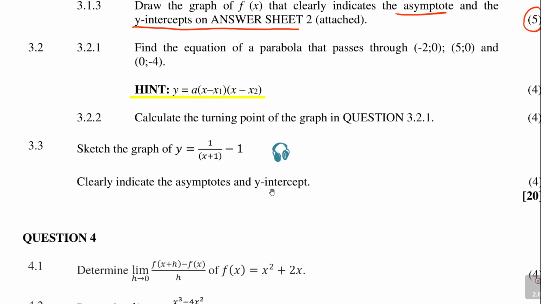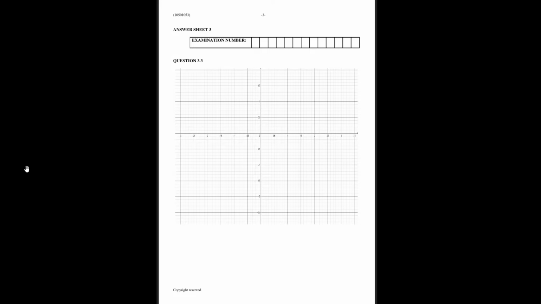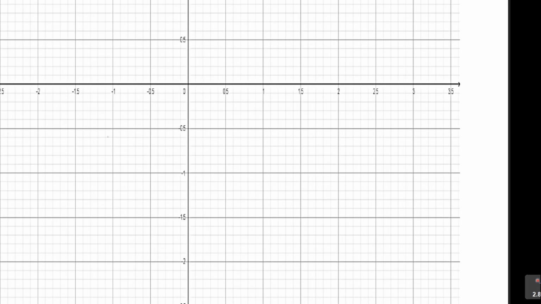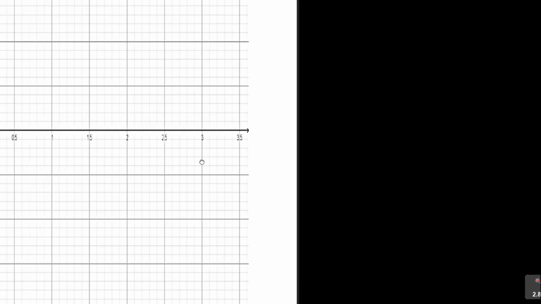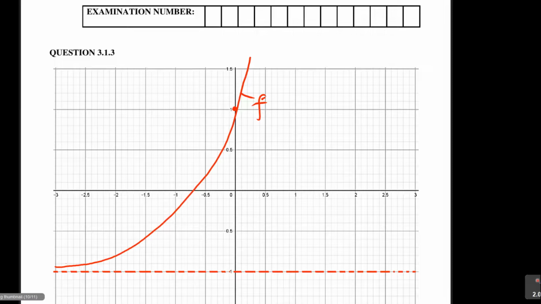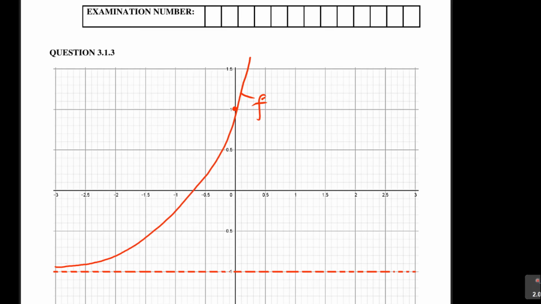Clearly indicate the asymptotes and the y-intercept. I think the graph is y is equal to 1 over x plus 1, minus 1. Let's look at that. There is the graph. So what am I having? Let me write it down here. It's y is equal to 1 over x plus 1 minus 1. Am I right? Brackets or no brackets is the same.